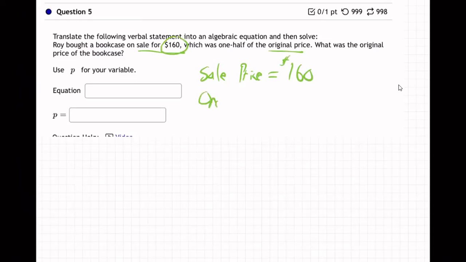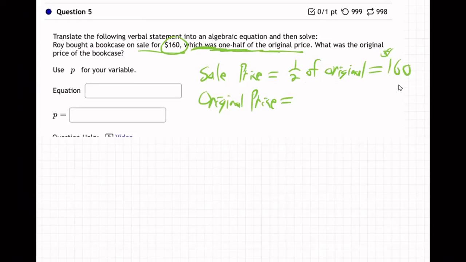And then the original price, and what does it say? Oh, wait. It is at 160, that's true. But what else does it say about the sale price, which was 1/2 of the original? It's 1/2 of the original, and it equals 160. There we go.